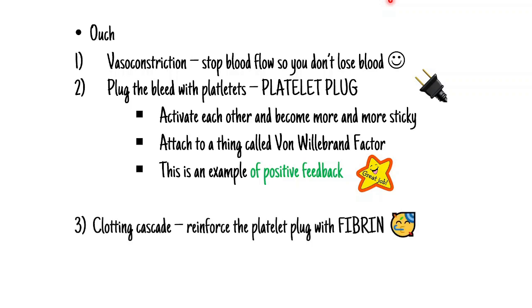Thirdly, in our haemostasis steps, we have the clotting cascade. The whole point of this is to reinforce that platelet plug and make it nice and strong with something called fibrin. The fourth stage, which is much briefer, is at the end: you don't want your nice strong reinforced platelet plug to be there forever, because that can cause problems down the line. So later on you have fibrinolysis, which is the breakdown of that platelet plug. So far so good.